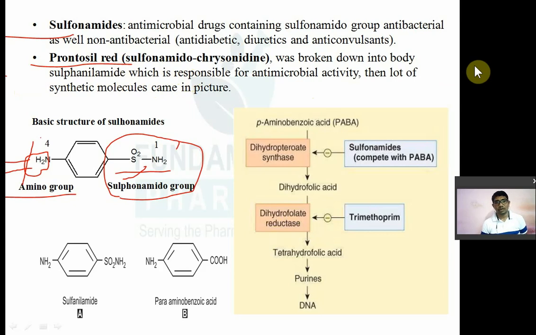This prontosil dye is broken down inside the body into one chemical known as sulfanilamide. Now this sulfanilamide is responsible for the antimicrobial activity. So this prontosil red dye is a prodrug of sulfanilamide. Maybe they may ask this question. So prontosil red is a prodrug; it is broken down in the body into sulfanilamide. So sulfanilamide is an active metabolite of prontosil. You can say prontosil red is a prodrug, or you can also say sulfanilamide is an active metabolite of prontosil red.